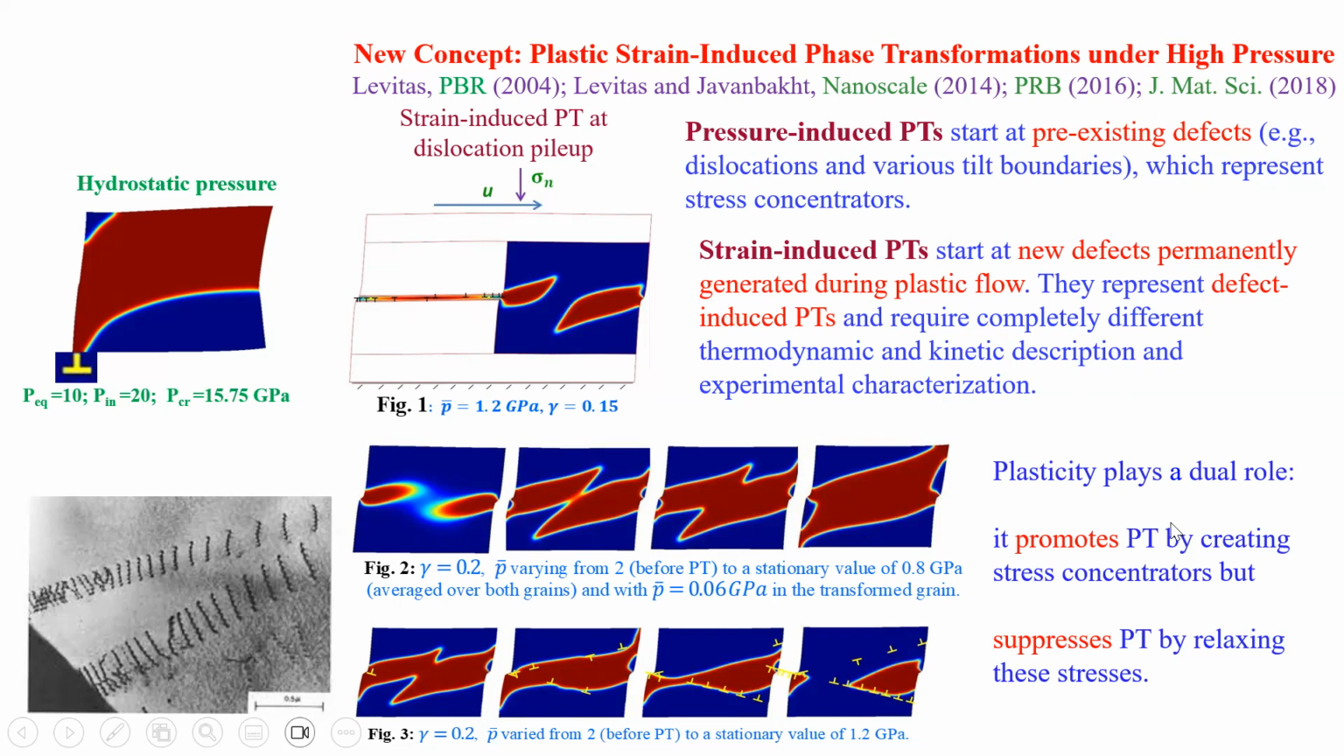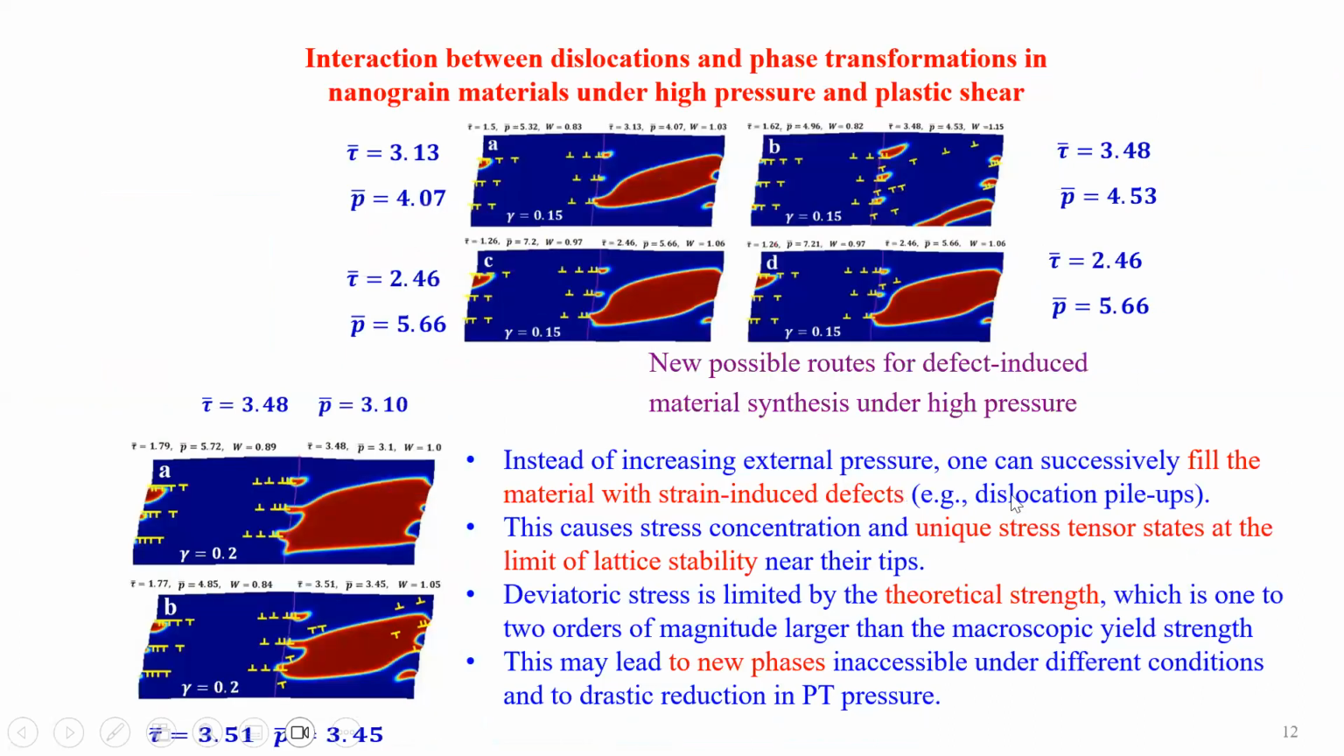That means that plasticity plays a dual role. It promotes phase transition by creating stress concentrators, but it also suppresses phase transition by relaxing this stress. But we found various combinations of normal and shear stresses when the solutions without dislocations and with dislocations are approximately the same. So this is controllable, and we summarized our nanoscale results as new possible routes for defect-induced material synthesis based on generating stress concentrators.